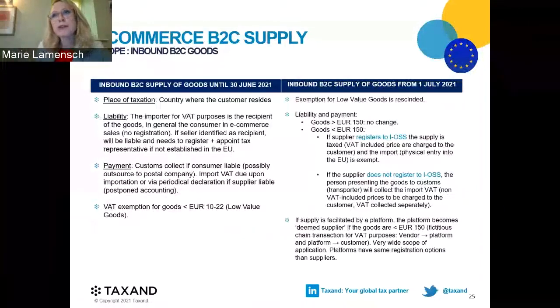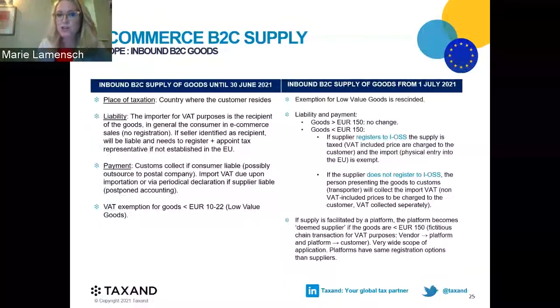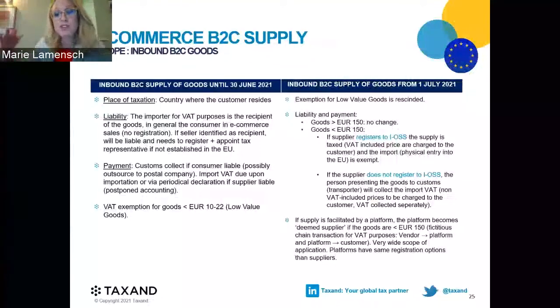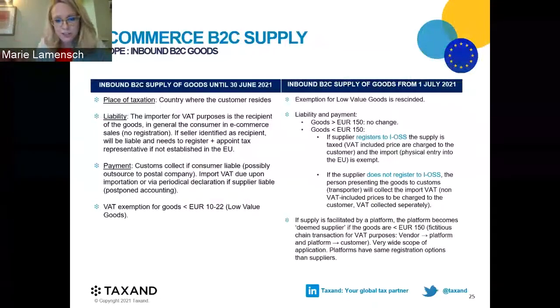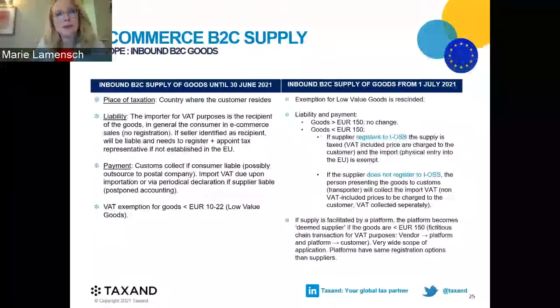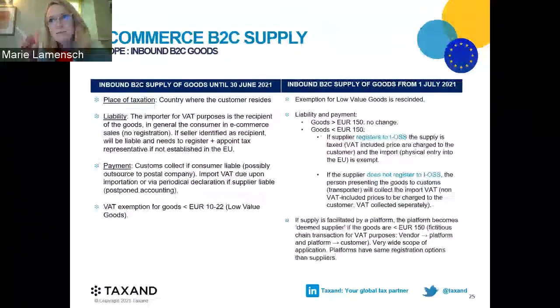Now, from 1st July, things are going to change. First of all, because the exemption of VAT on low-value goods will be rescinded. So any good sold and imported into the EU as a consequence of a sale to a European consumer will be subject to European VAT. There is no threshold on the sale, and there is no turnover threshold for the supplier either. So even small suppliers will be subject to VAT when goods are imported and shipped to the consumer in the EU. Then the collection is going to change as well, because the customs authorities are not going to take care of VAT collection on all these supplies.